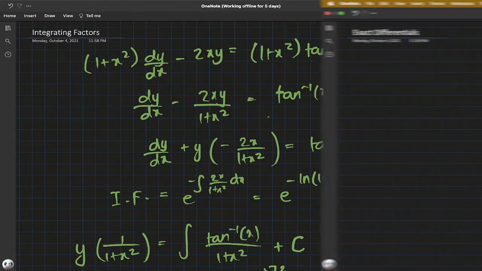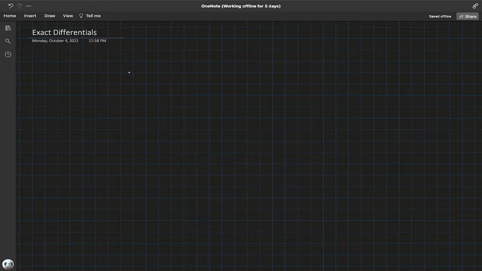Okay, moving on. The next method of importance is the method of exact differentials. Again, it is for order 1. So you have a differential equation of this form.